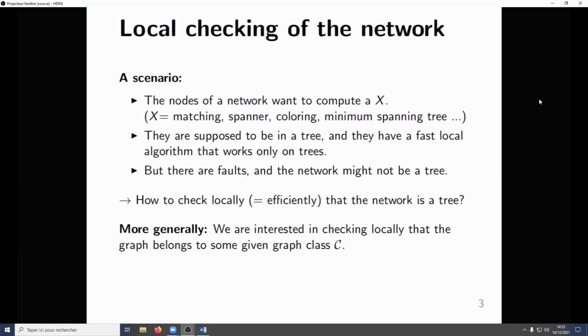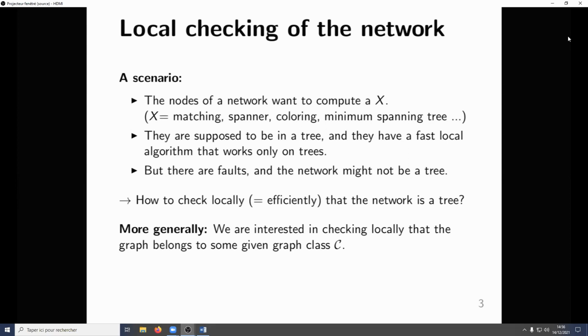Okay, but I would like to start with a kind of scenario. So usually we present local certification as something that comes from self-stabilizing algorithms that can cope with faults. But okay, let's take a slightly different path. So imagine this scenario. You have the nodes of a network, and they believe that the network is a tree, okay, that is acyclic. It's supposed to be like this. And it's good because the nodes have a fast algorithm to compute some structure in that kind of network, so a matching, a span, or something. Okay, so nice. But now there is a problem, which is that maybe the network is not a tree.